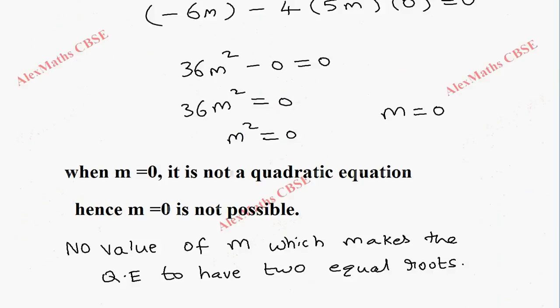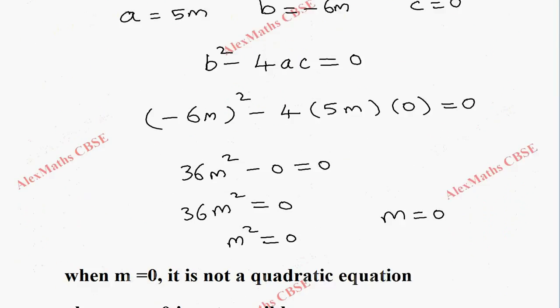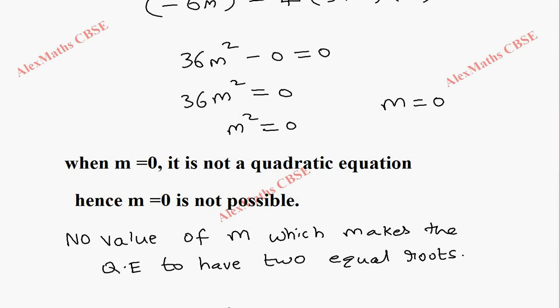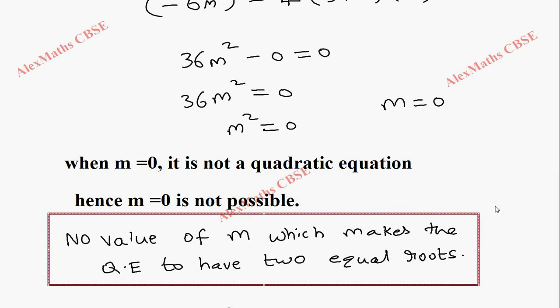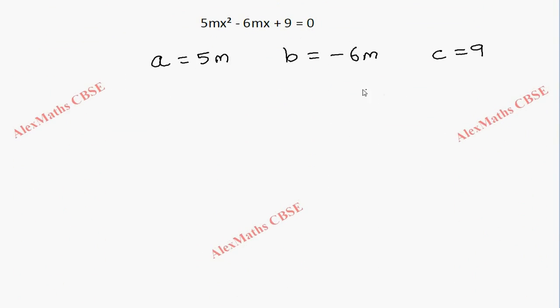Suppose, what is the question given in the paper? If this is the correct question, then this is our answer. That is, no value of m which makes the quadratic equation to have two equal roots. It means there is no value of m. Suppose if this is the correct question, then again we have to work out in the same way. A, b and c we have to take, and the discriminant value b square minus 4ac we have to equate to 0. This is a condition.